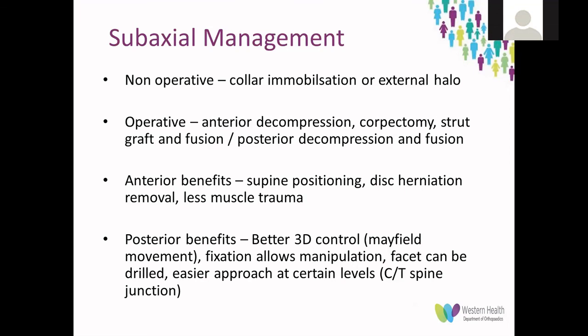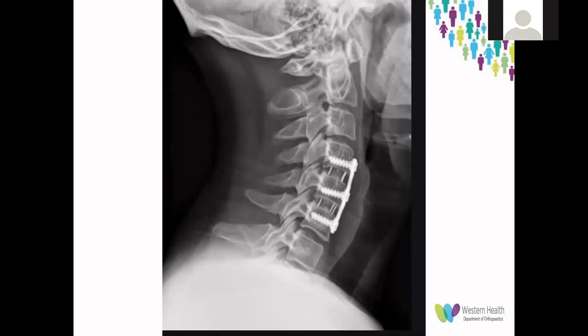Now, I haven't seen either of these operations done, but looking through some of the literature, the benefits of the anterior approach seem to be a simple supine positioning. You get good access to the disc anteriorly, and there's less muscle trauma. And they talk about the posterior benefits being you get better 3D control of the neck in the Mayfield table, and you get fixation, which allows manipulation with that. The facet can be drilled out, and from reading it's easier to approach the lower C-spine, the cervicothoracic junction, from the posterior approach rather than the anterior approach. So this is an anterior fusion, just for any of the residents who haven't seen much spine work done.